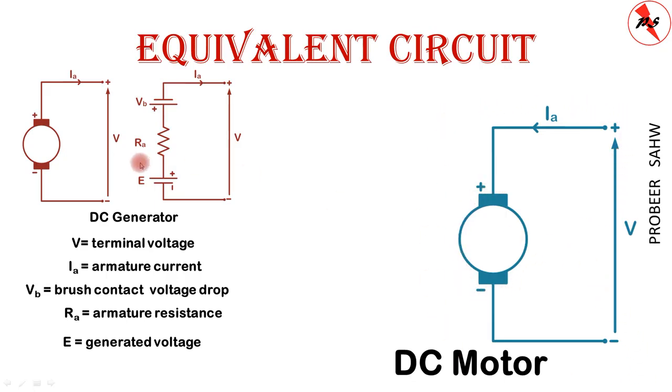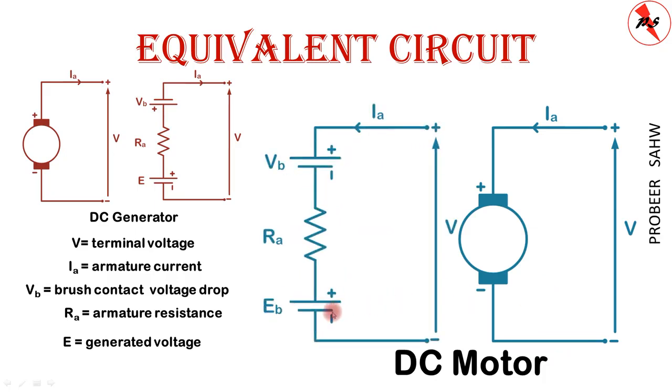So how can we identify whether this is a DC generator or a DC motor? If the current leaves the positive terminal, then it is a DC generator. If the current enters the positive terminal, then it is a DC motor. Another representation of a DC motor is like this. This is now called the back EMF. If it is a generator, then this part is known as the generated voltage. If it is a motor, then this part is known as the back EMF.